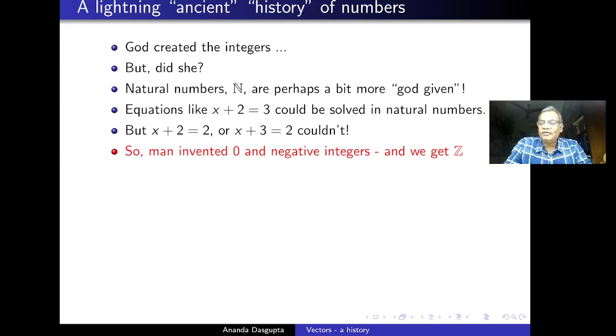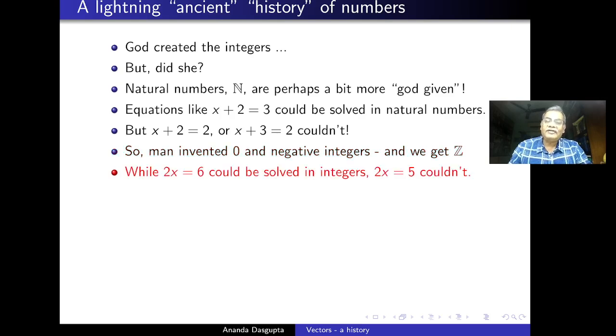Man invented 0 and negative integers, and now we get the whole set of integers, not just natural numbers, the counting numbers. Natural numbers, 0, and the negative integers all together give us the integers. Now, we can again start writing equations using integers. And equations like 2x equals 6, for example, where apart from the symbol x, everything else is an integer, can be solved in integers, right? X equals 3, which is an integer.